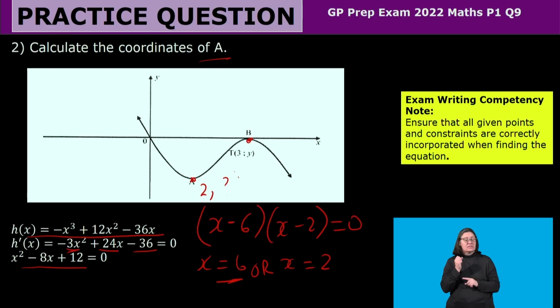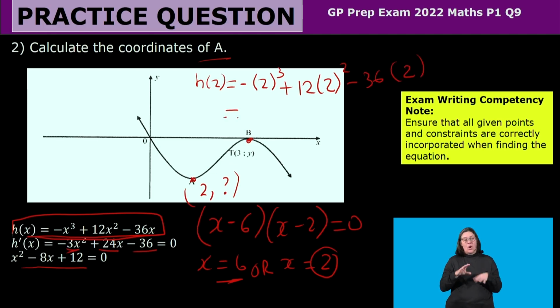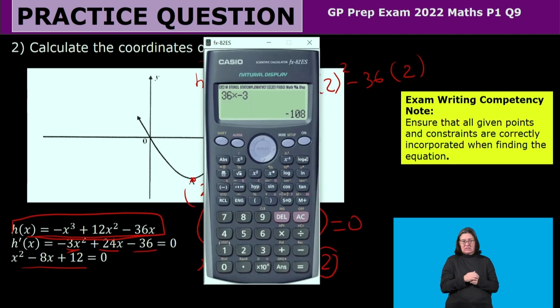But they asked us to find the coordinates, which means we also need to work out the y value. To do that, we take this x value of 2, we substitute it back into h of x. So h of 2 will be equal to negative 2 cubed plus 12 times 2 squared, minus 36 times 2. Now, in an exam, guys, you don't have to waste time rewriting all of this and saying it's minus 8 plus 12 times 4. Put it straight into your calculator and see what you get.